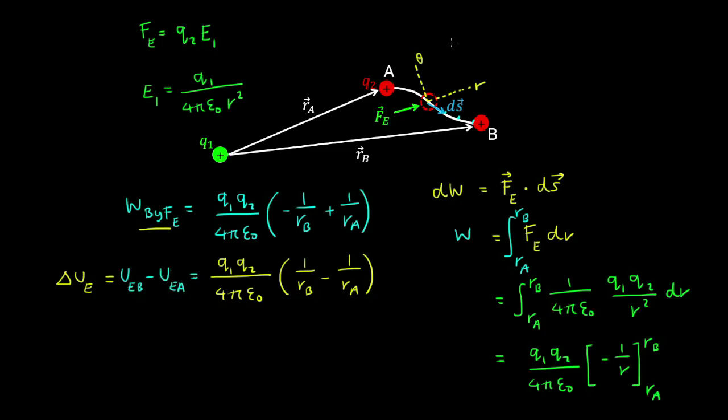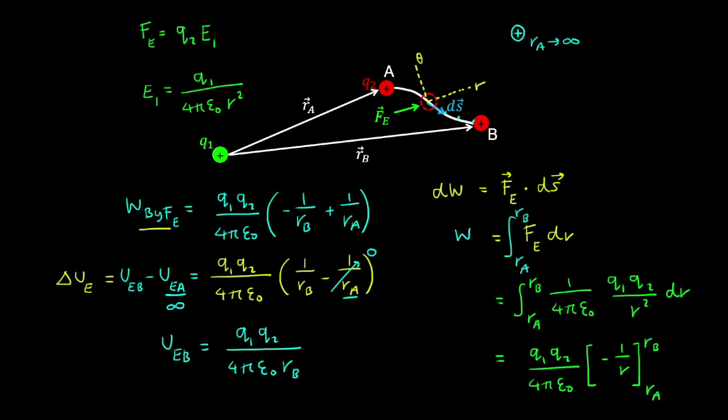Suppose that instead we want to bring this charge from a position of infinity to position B in the electric field. As Ra goes to infinity, this term disappears, and we're going to take the electric potential energy at infinity to be 0. Therefore, UEB is Q1 Q2 on 4 pi times the permittivity of free space times Rb.